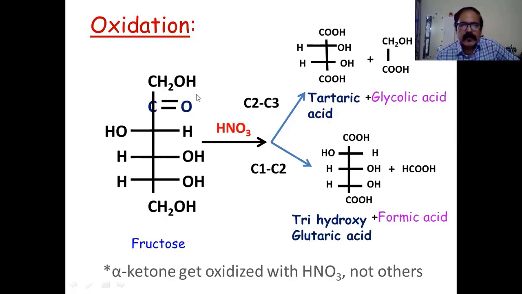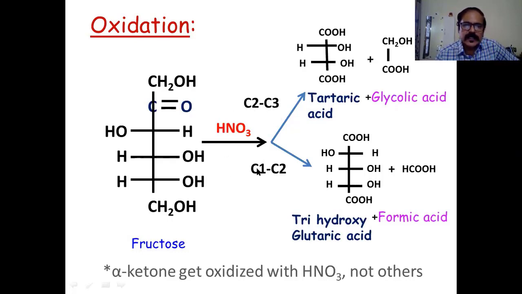And on the top, what will happen? CH2OH remains as it is, and this carbon will become COOH. So in this case you will find that glycolic acid is formed. So glycolic acid and tartaric acid are the fragments when it breaks between the second carbon and third carbon.